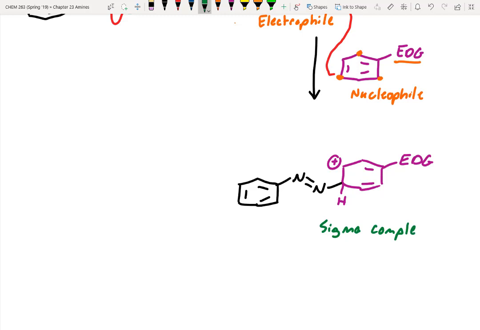All right, we know that sigma complexes aren't super stable because we've broken aromaticity, but we still have water floating around. So that water is going to help restore aromaticity to the overall system by grabbing this proton and clamping down.